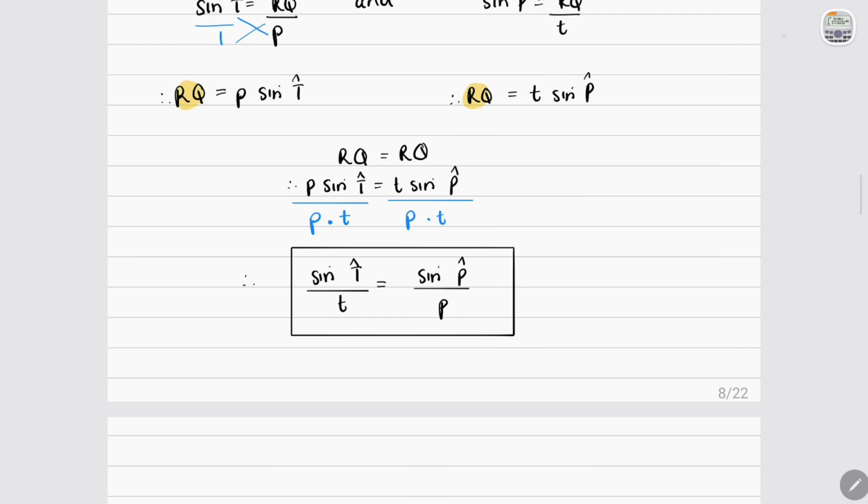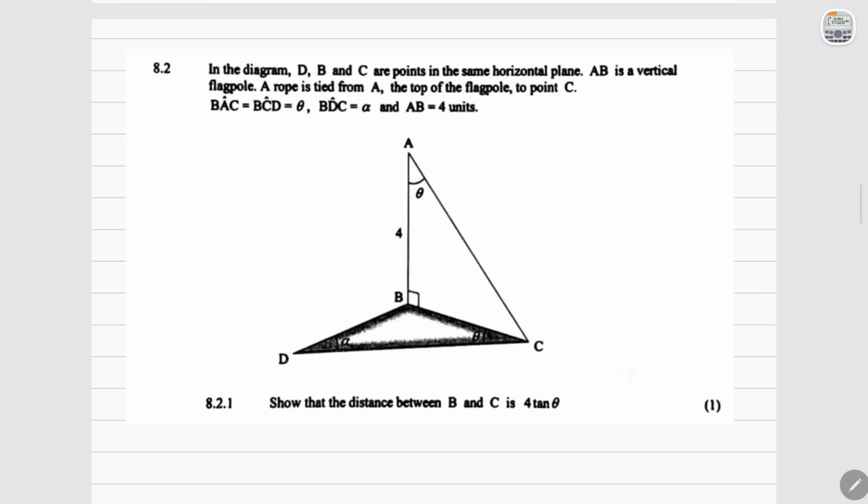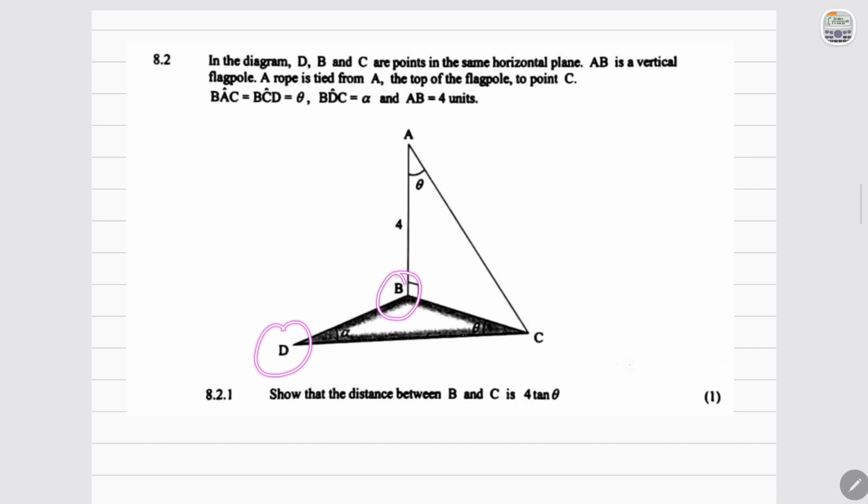Moving on to the next question. Question 8.2 says, in the diagram, D, B, and C are points in the same horizontal plane. They tell us that AP is a vertical flagpole, and a rope is tied from A, the top of the flagpole, to C. So this is the rope. Then they tell us that angle BAC is equal to angle BCD. So these two angles are equal.